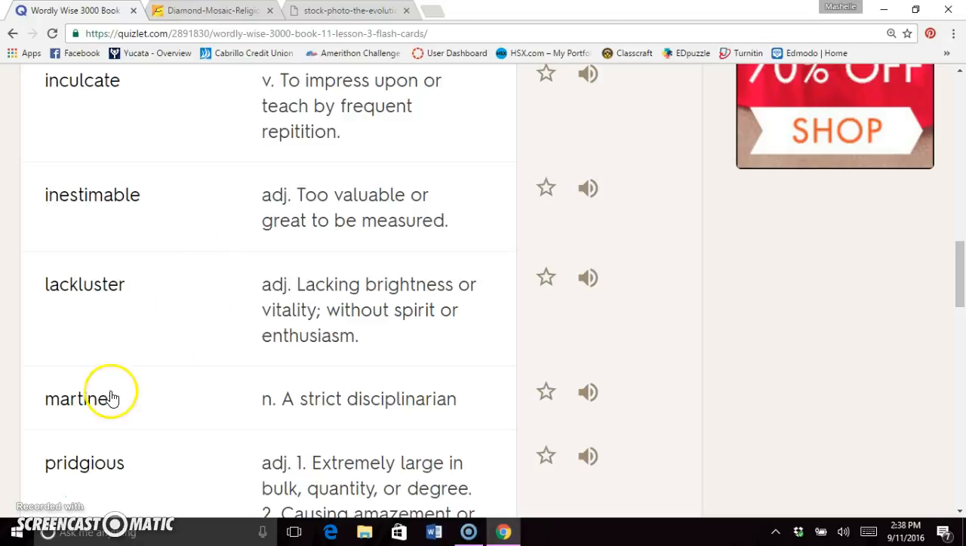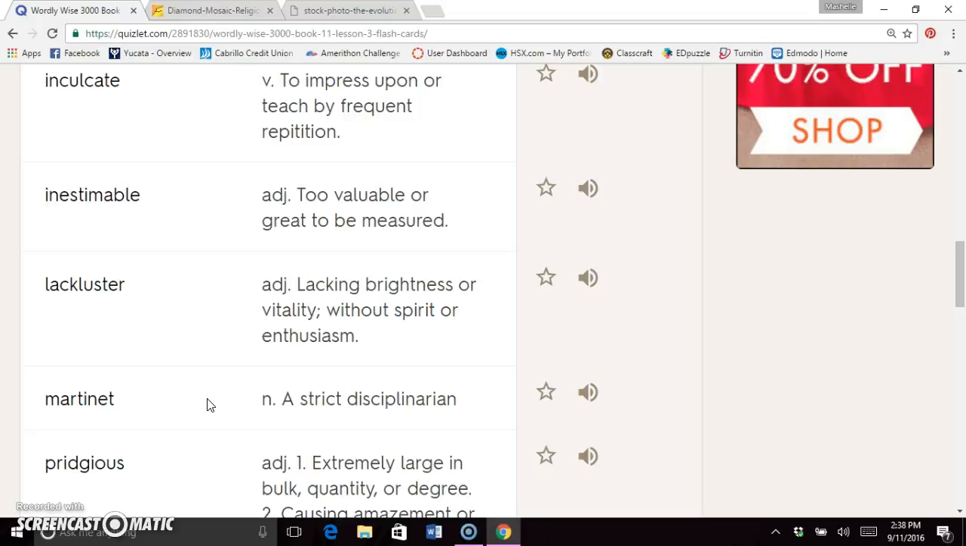The next one, martinet, is a noun. A strict disciplinarian. So this is someone who lays down the law, who you know you have to follow, or you're going to get in trouble. And they're very strict. Usually in each household you have a martinet.